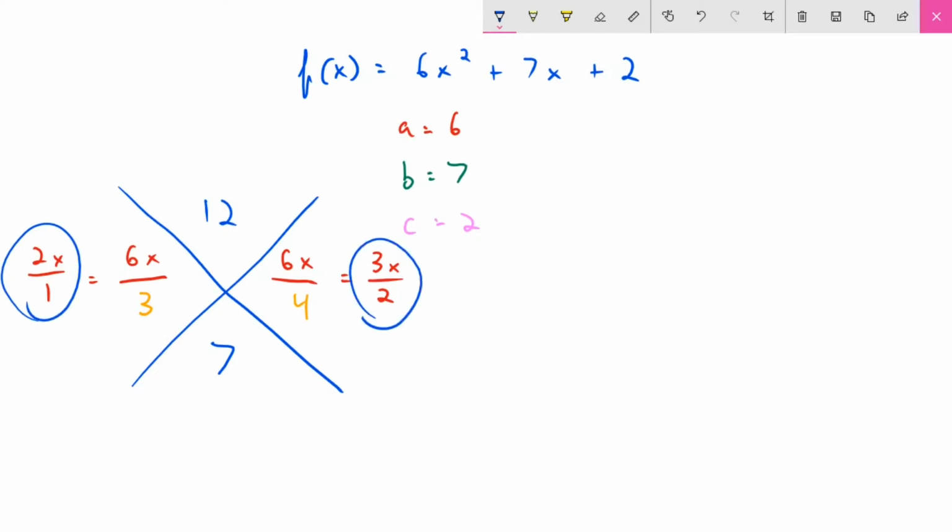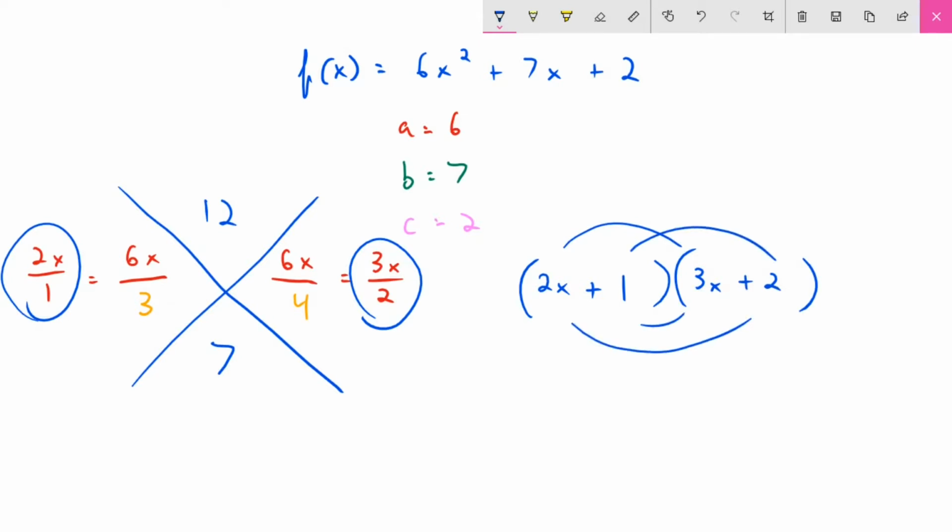And that tells us what we're going to put into our parentheses. Remember, we have two parentheses right here. So in one of them, we're going to look at the top of the fraction. What's on the top of the fraction right here? It's 2x. I'm going to write 2x. And then what's on bottom? It's a positive 1. So we're going to put 2x plus 1. What would go in my other parentheses then? 3x plus 2. And if we check this, this would actually FOIL out and give me my original 6x squared plus 7x plus 2.